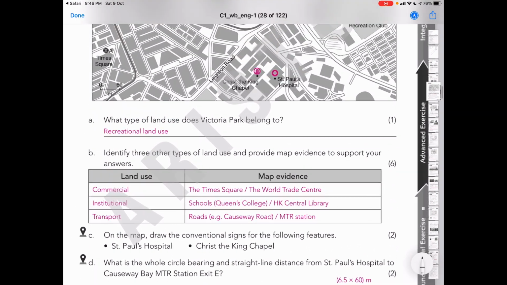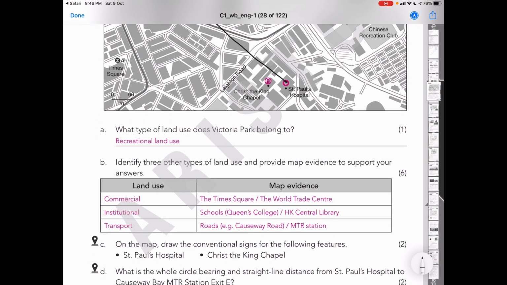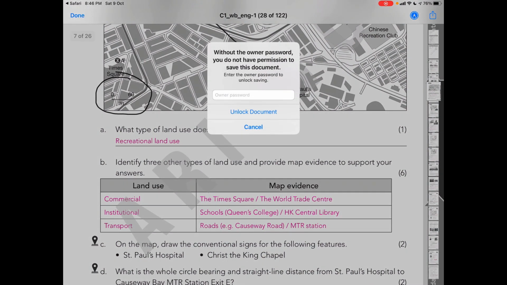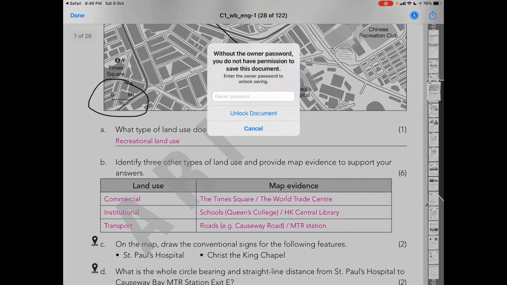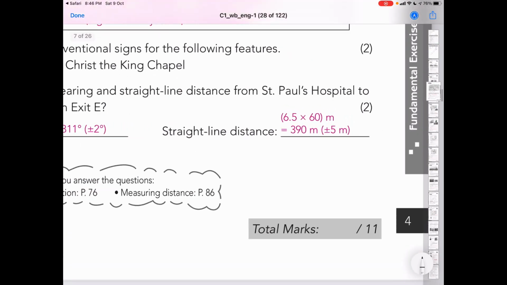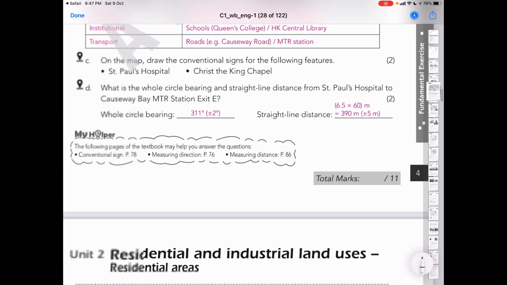And how about the straight line distance? You're going to measure this again. It should be 6.5 cm. Now you have to measure this, and it should be 6.5 cm. If you have measured 6.5 cm, you're going to multiply by the scale, which is 1 cm to 60 m. So accordingly, it should be 390 m for this part.